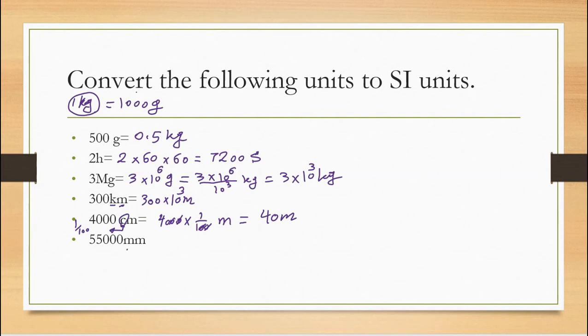55,000 millimeters. Milli means 1 over 1000 or 10 to negative 3. And meter is the SI unit for distance. So this one is equal to 55,000 times 10 to negative 3 meters. That's equal to 55 meters.